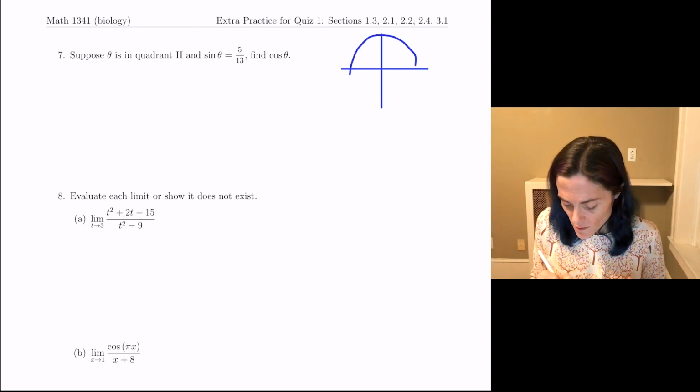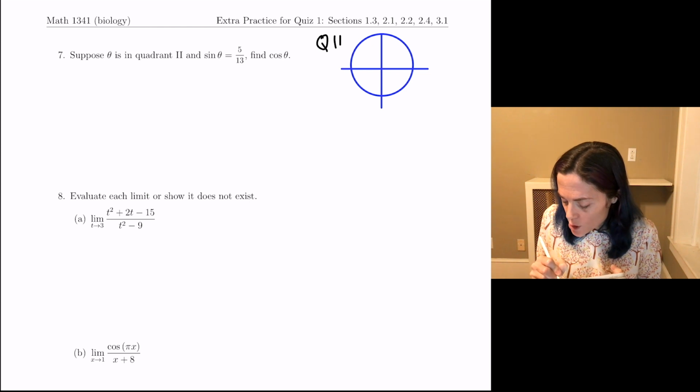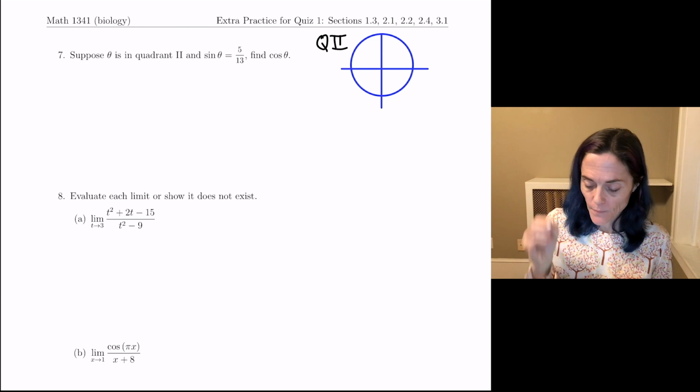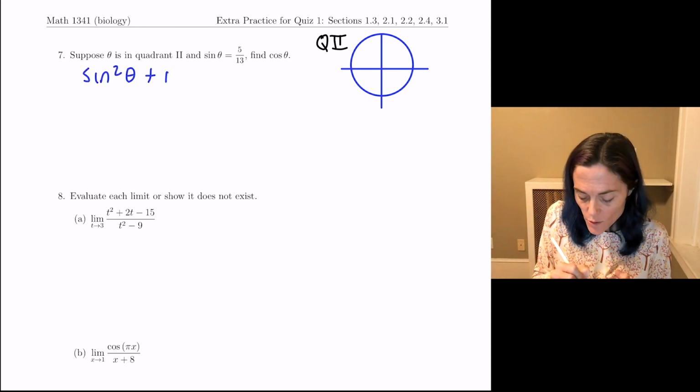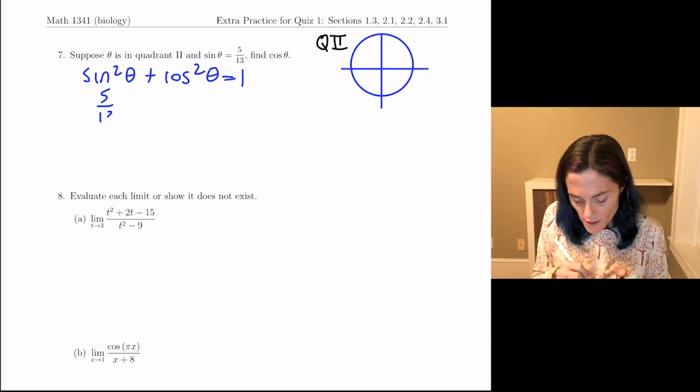Okay, very nice. So here's my unit circle. We are told theta is in quadrant 2. Note that the cosine is negative here. Well, we use that sine squared plus cosine squared equals 1. Sine is 5 over 13.